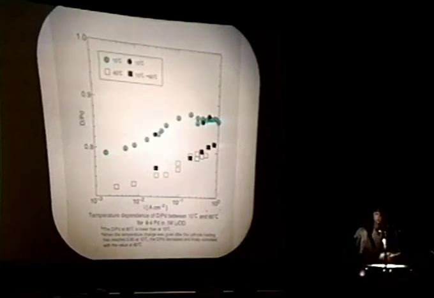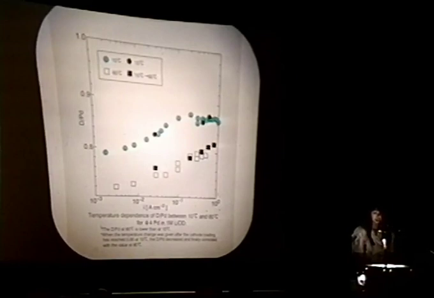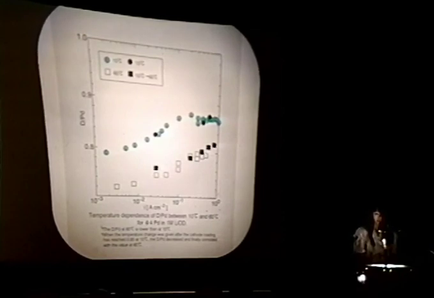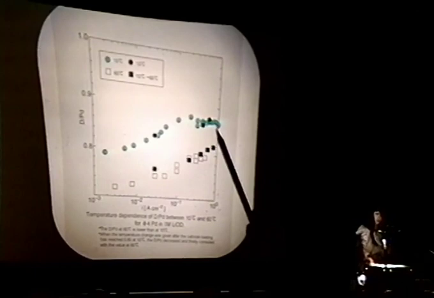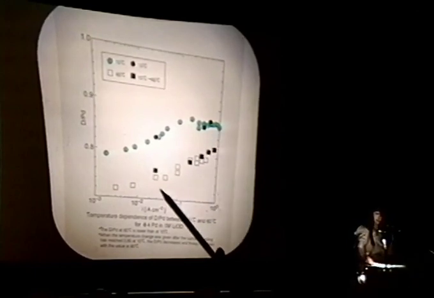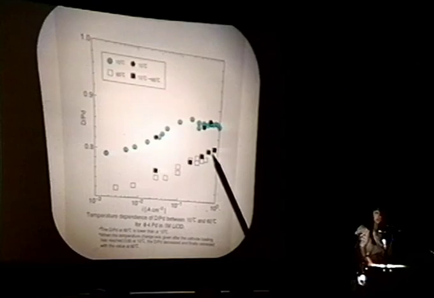Next, deuterium loading is shown. This figure shows temperature dependence of D over PD between 10 degrees C and 60 degrees C for palladium in 1 molar LiOD. The D over PD at 60 degrees C is lower than at 10 degrees C. When the temperature change was given after the cathode loading has reached 0.85 at 10 degrees C, the D over PD decreased and finally coincided with the value at 60 degrees C.